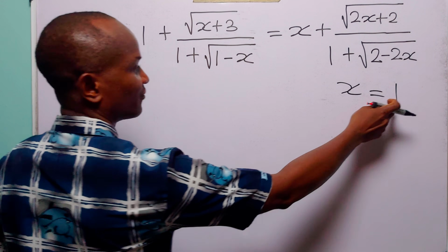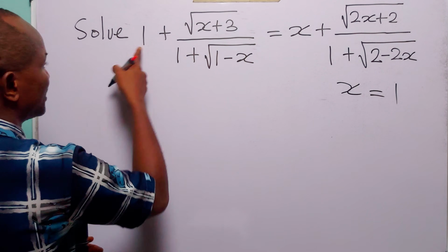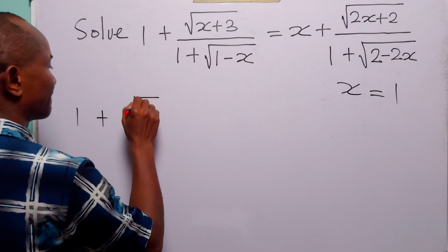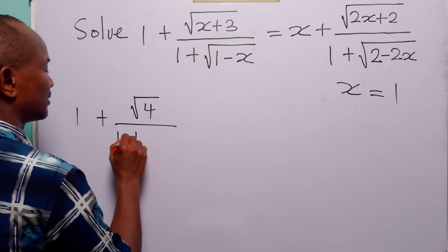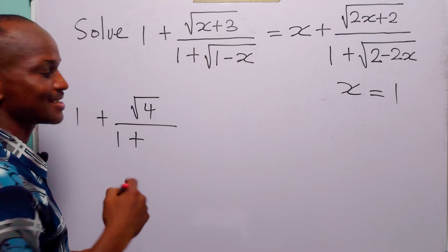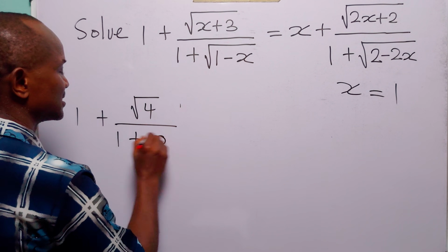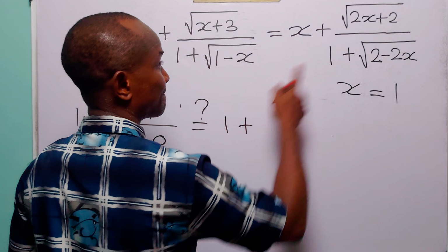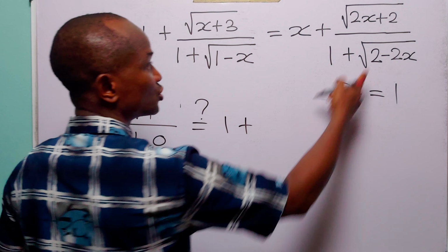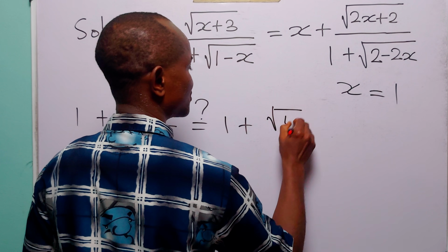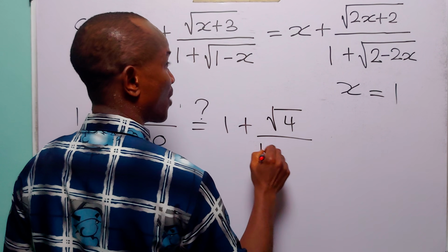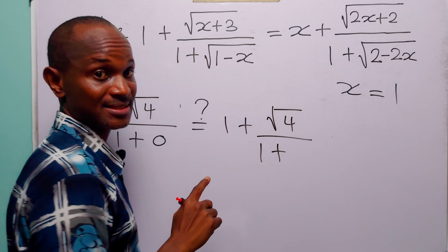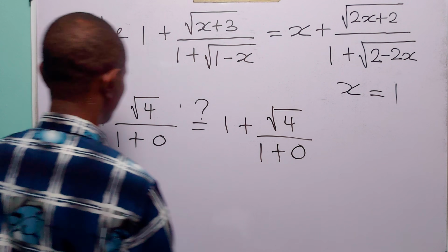Now let us substitute 1 for x into the original equation. On the left hand side, we have 1 plus 3 is 4. 1 plus 1 minus 1 is 0. And of course, you know that the square root of 0 is 0. Now, is this equal to 1 plus 2 times 1 is 2. 2 plus 2 is 4. So this is the square root of 4 divided by 1 plus 2 times 1 is 2. 2 minus 2 is 0. The square root of 0 is 0.